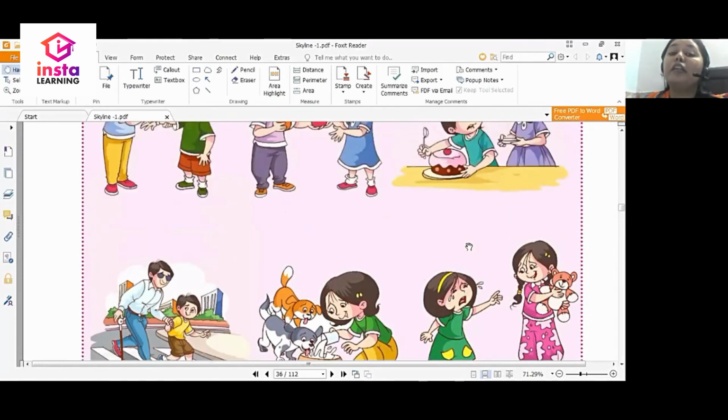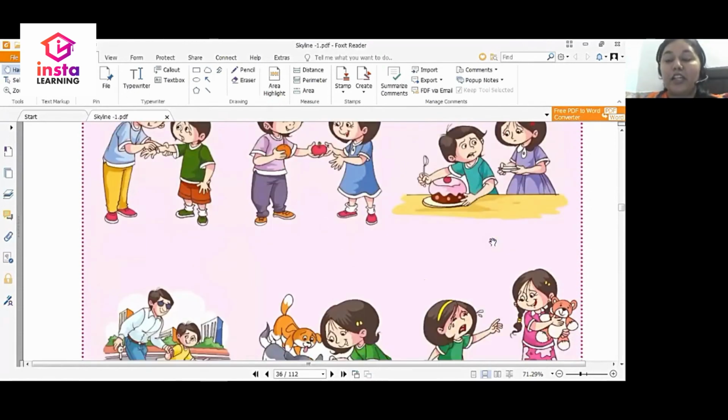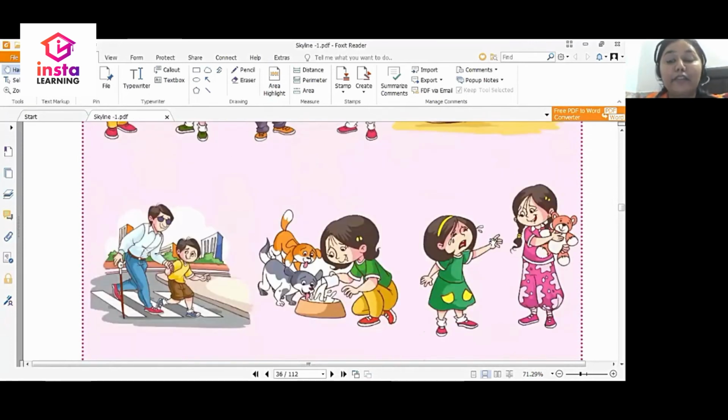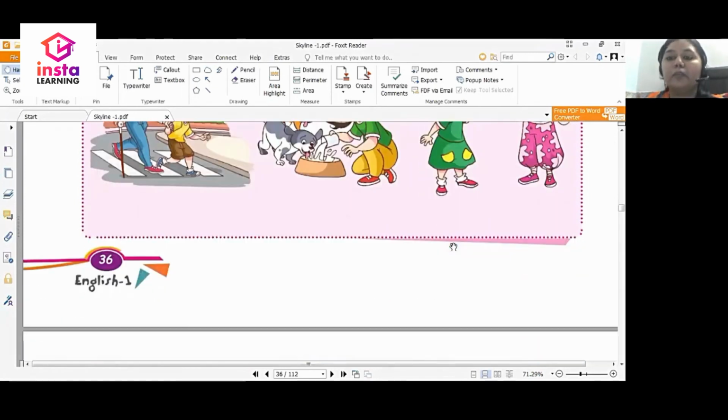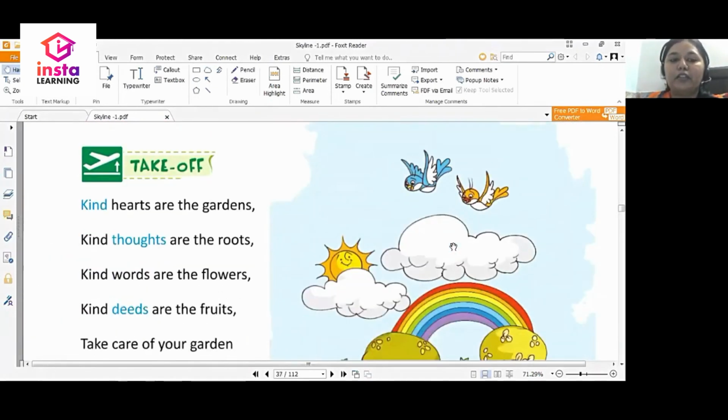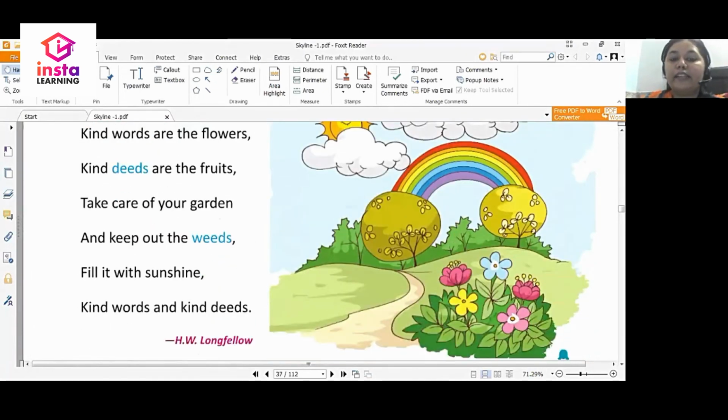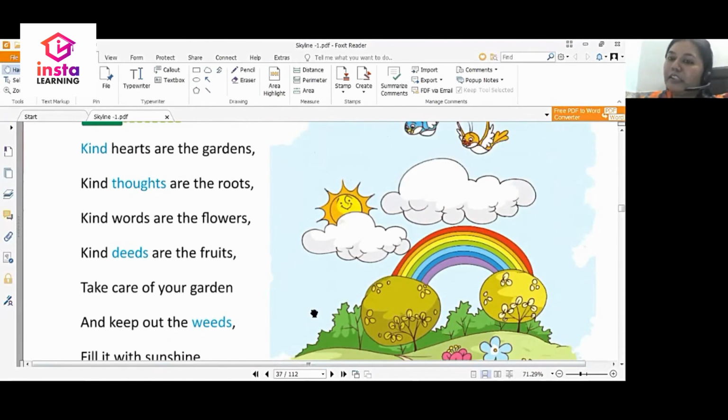So what have you understood from this activity? That you are being kind if you share your things with the one who needs it. If you care for people around you, that means you are being kind. Now, let us come to the poem. All right, and as I told you, this poem is written by H.W. Longfellow. So let us read this poem.